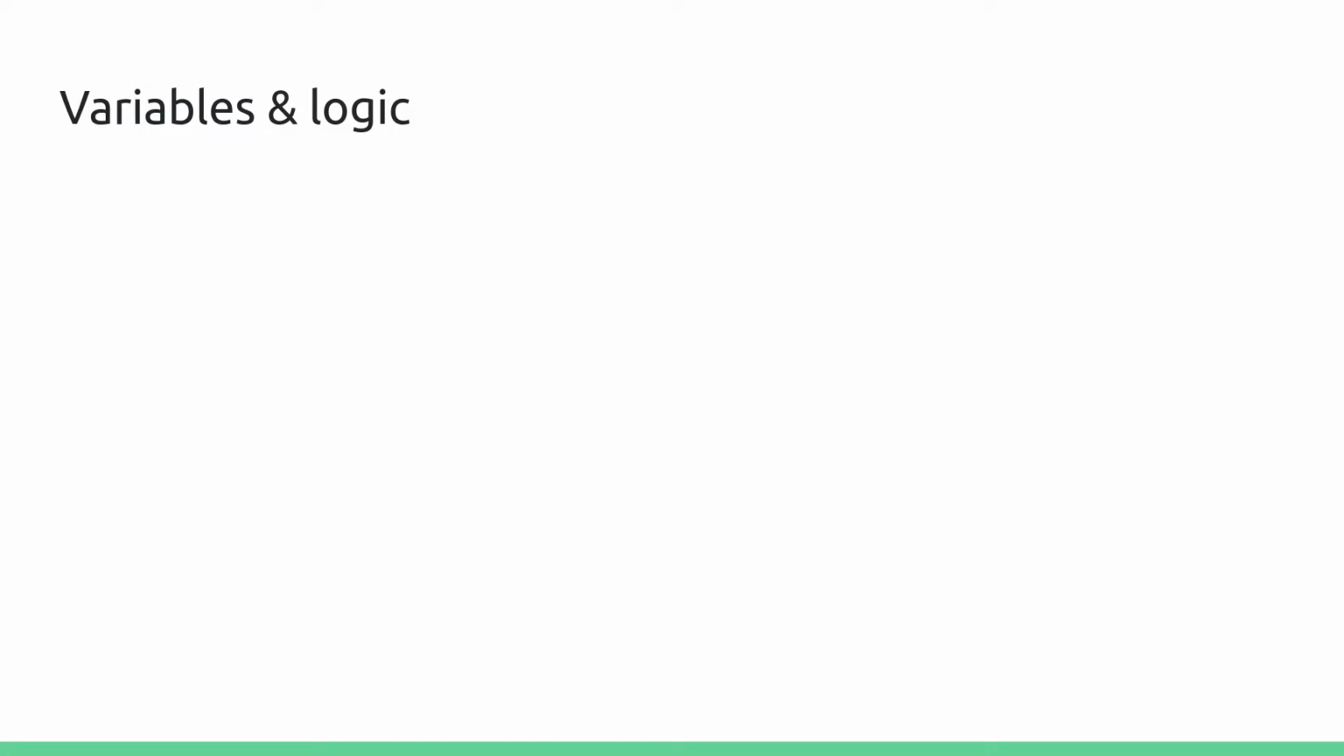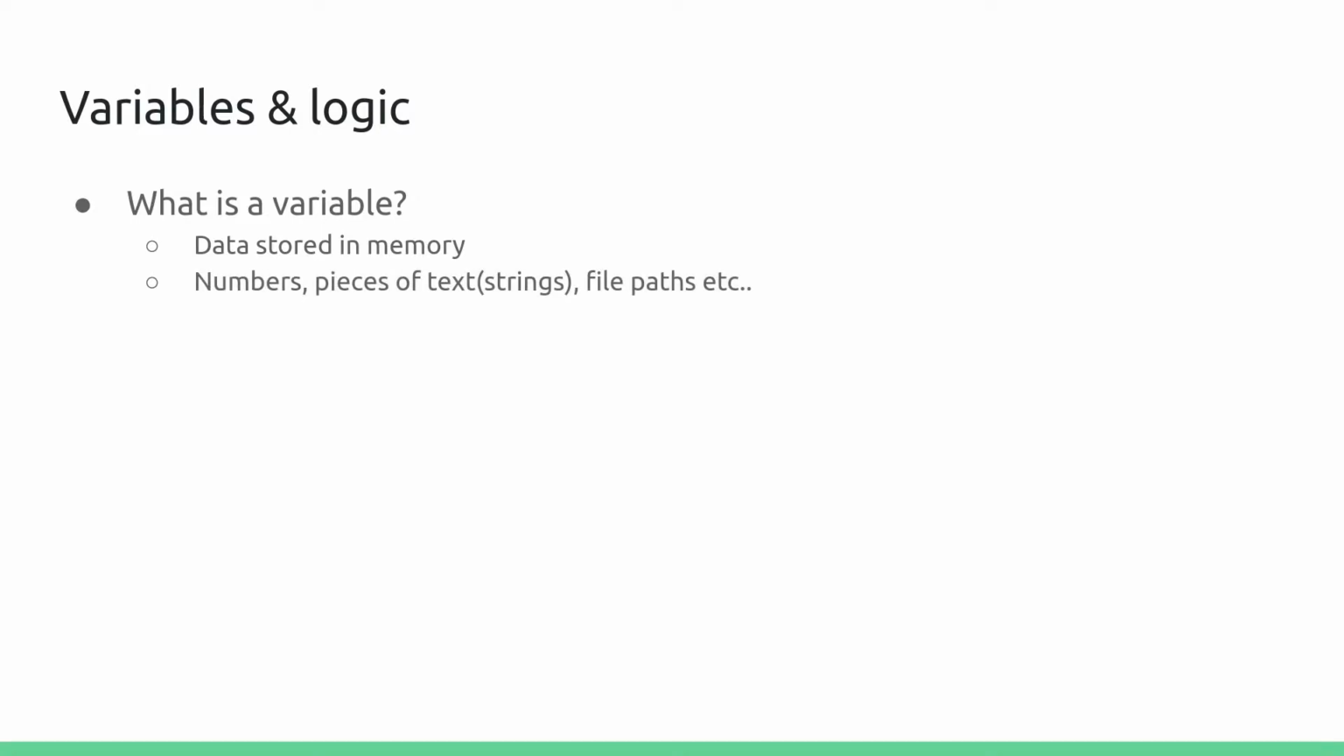So before I go ahead and get into it, I just want to explain some of these key terms because they are very important and they will come up a lot. So what is a variable? Well, a variable is essentially a piece of data stored in memory. It's not written to the disk, but it's something bash keeps in memory as long as it is running. These variables can contain any kind of information, for example, numbers, pieces of text, or strings as they are otherwise called, file paths, or even the output of another command.